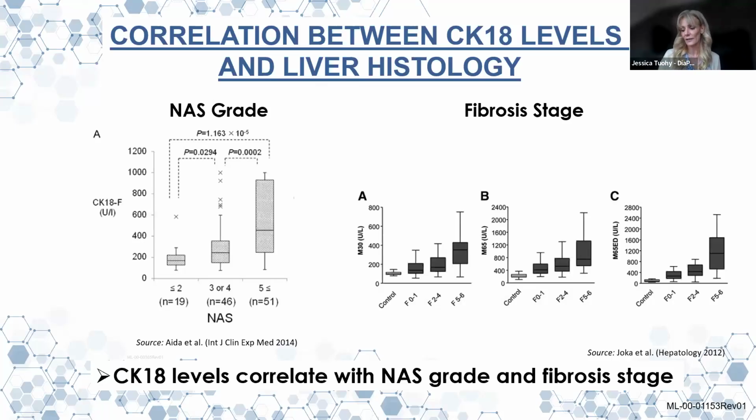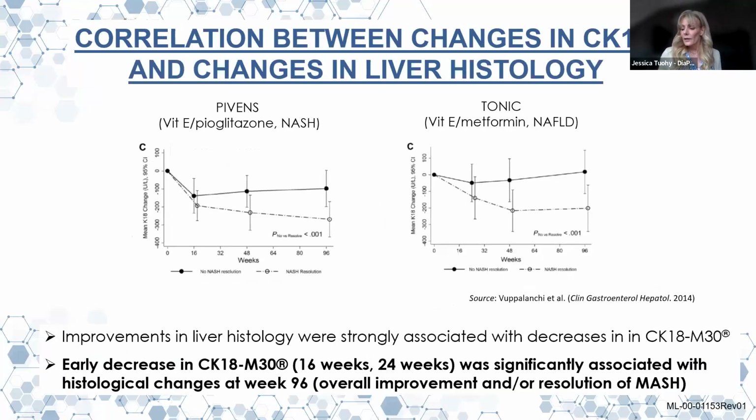But what about changes in histology? If CK18 is to be useful as a treatment response marker in MASH clinical trials, then changes in liver histology should be reflected by changes in CK18. These are data from the PIVENS and TONIC trials, where patients were treated with vitamin E and then either pioglitazone or metformin. The data are from a retrospective study that looked at the relationship between longitudinal changes in CK18 levels and changes in liver histology.